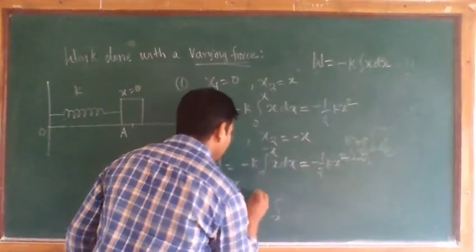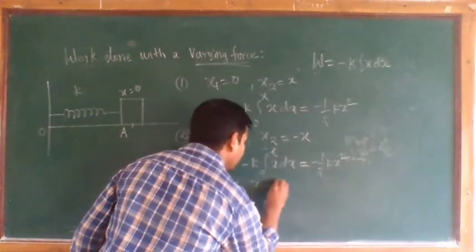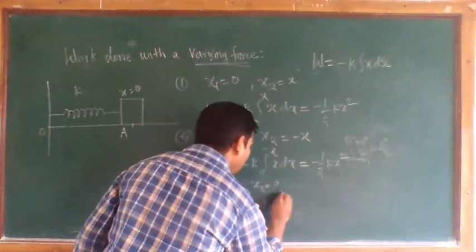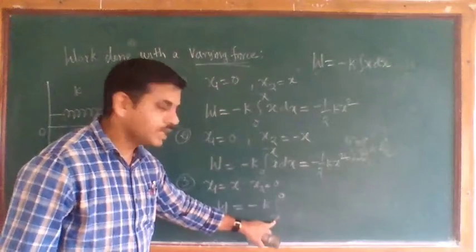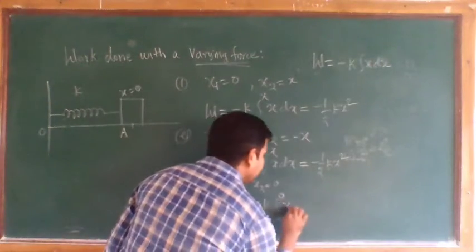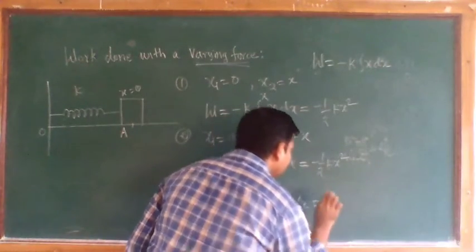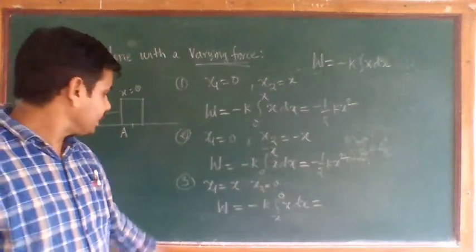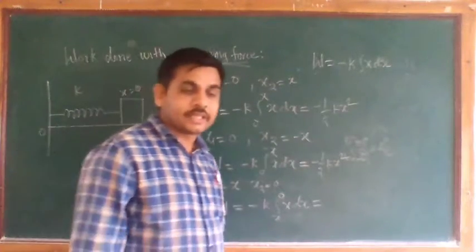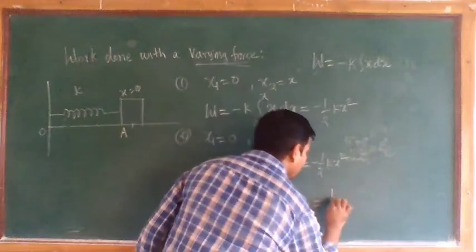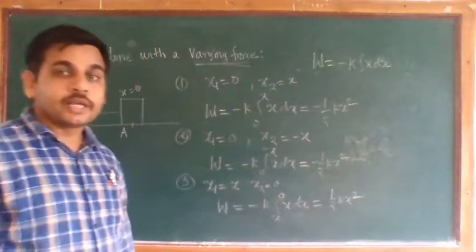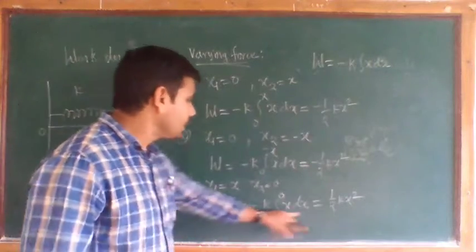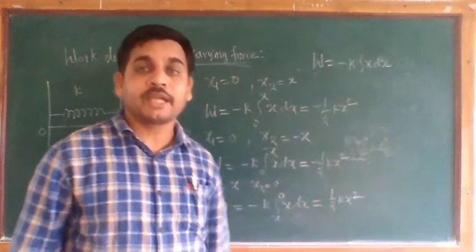Here x2 is equal to 0. So W is equal to minus k times the integral of x dx from x to 0, which in the third case gives 1/2 kx square. Here you get the positive value. This work done is nothing but 1/2 kx square.